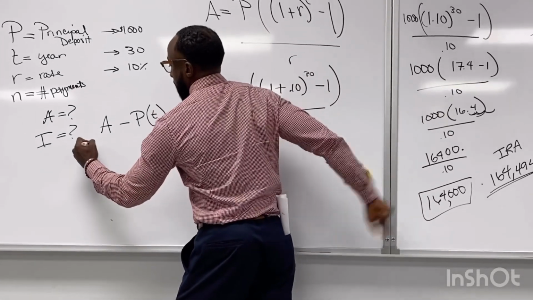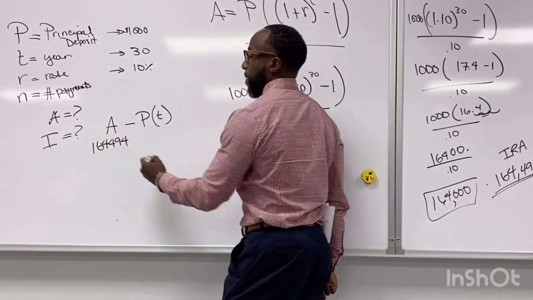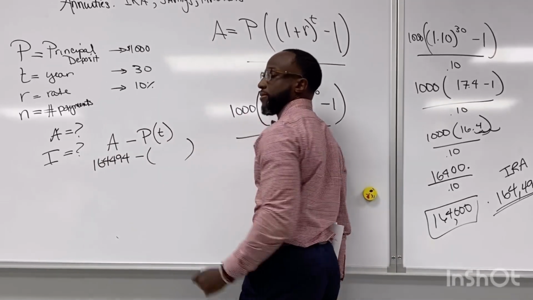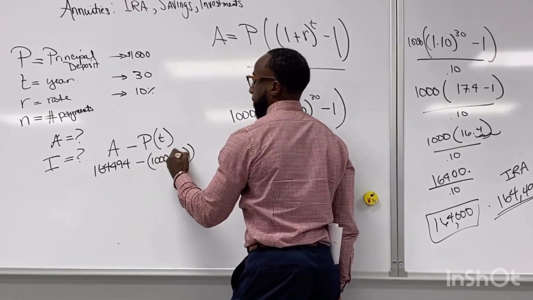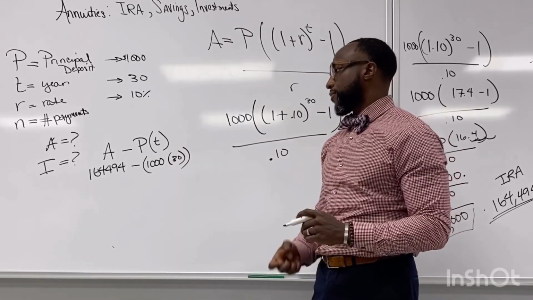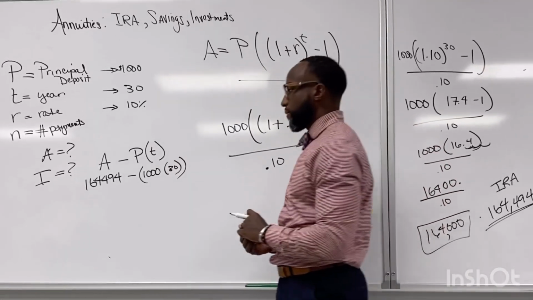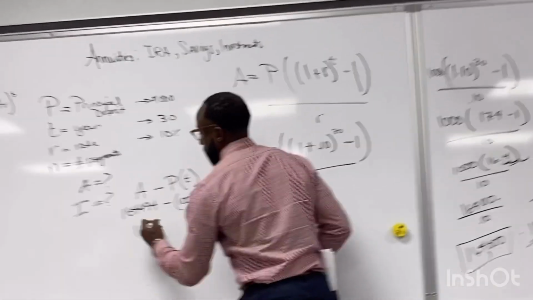So we've got 164,494 minus P times T, which is 1,000 times 30. You subtract that, and 30 is like $30,000. So how much interest did they make?